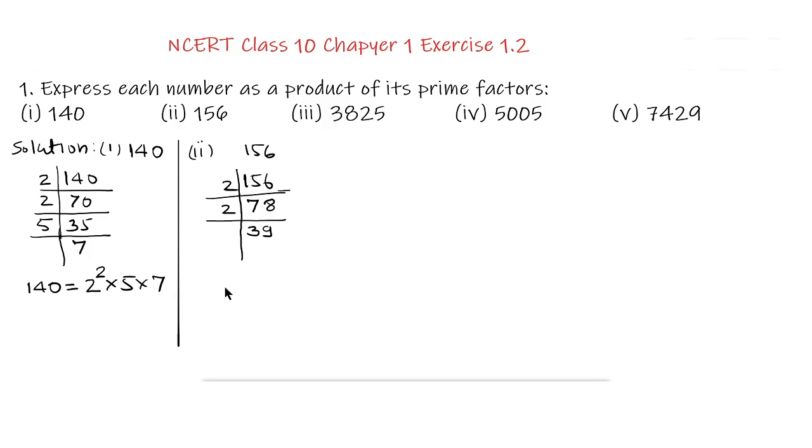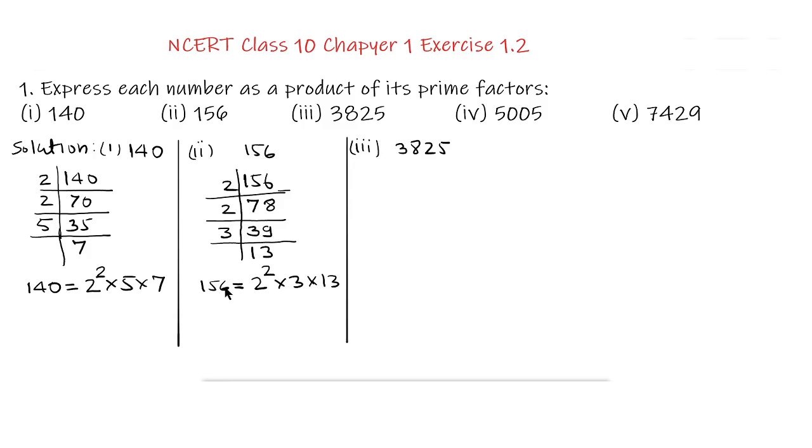Now 39 is not even number, so it will not divide by 2. Now the sum of the digits 3 and 9 is 12, which is divisible by 3, so we will divide it by 3. Then it gives us 13, and we know that 13 is a prime, so it will further not be divided. So our prime factorization of 156 is 156 equal to 2 to the power 2 multiplied by 3 multiplied by 13.